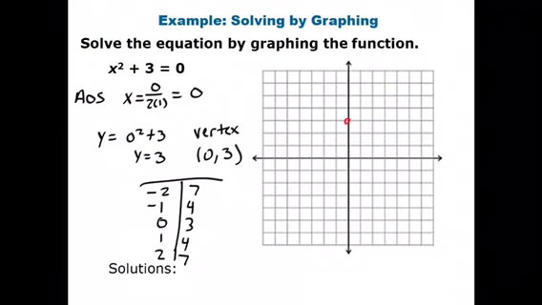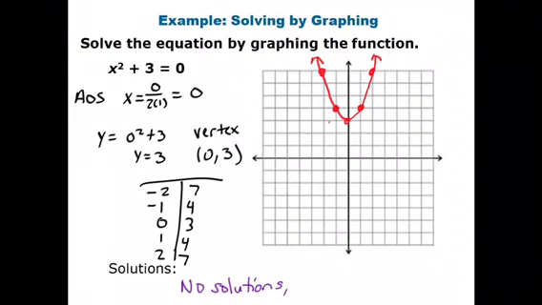So 0, 3. Negative 1, 4. 1, 4. And 2, 7. And negative 2, 7. And this is our parabola. This time, however, we have no solutions because our graph never crosses the x-axis. So our graph never crossed the x-axis, so we have no solution.